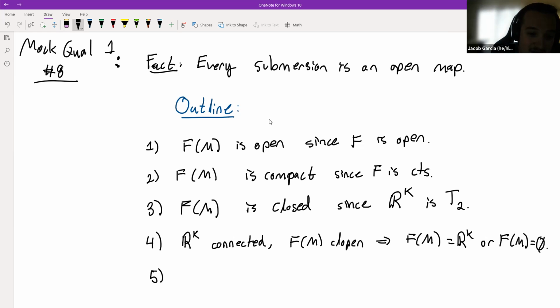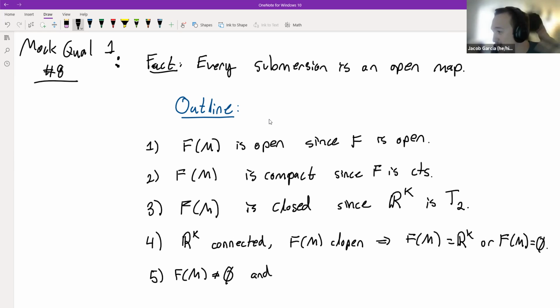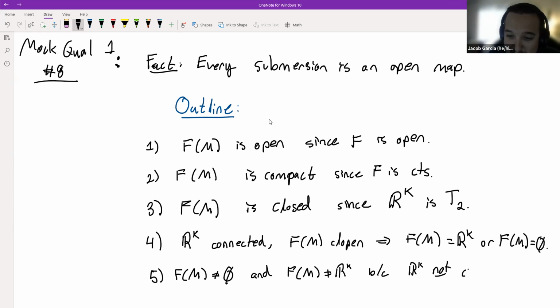And then 5, f(M) is not equal to the empty set, because M is not empty, right? And the function has to send those points somewhere. And f(M) is not equal to R^k because R^k is not compact.